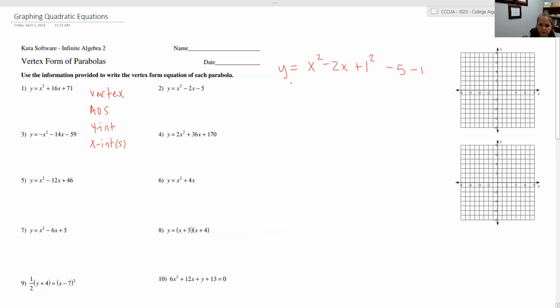Now moving forward from my vertex form, what I'm going to do is factor this perfect square trinomial. And the way I factor that is I pull one of those x's down here, one of those 1's, and then I bring that minus down. And then I simplify this to be minus 6.